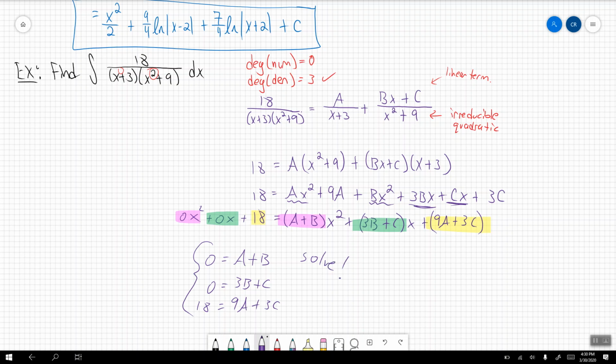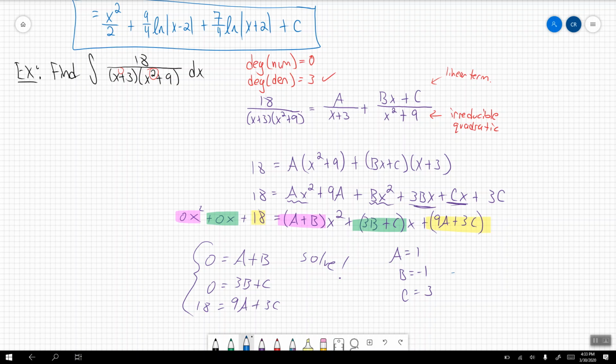So we want to solve this. We need to find what is A, what is B, what is C. So take some time now and go ahead and find those values. All right, so these are the values that I get: A is equal to 1, B is equal to -1, and C is equal to 3.